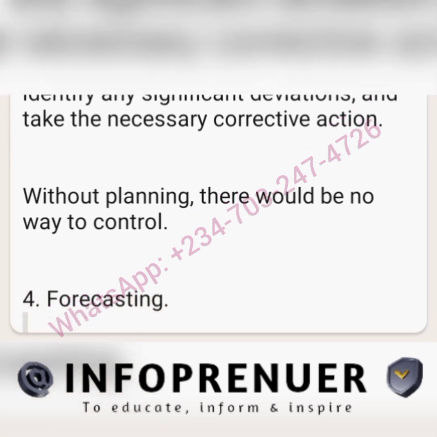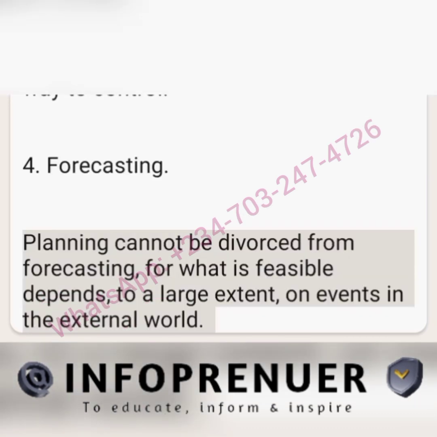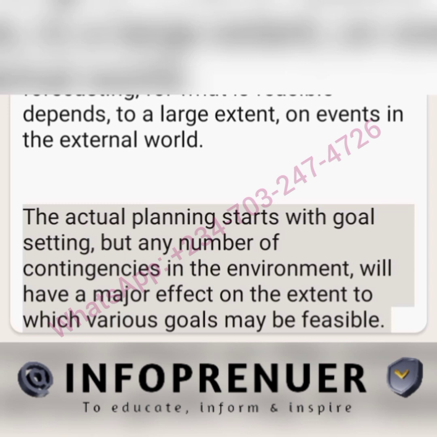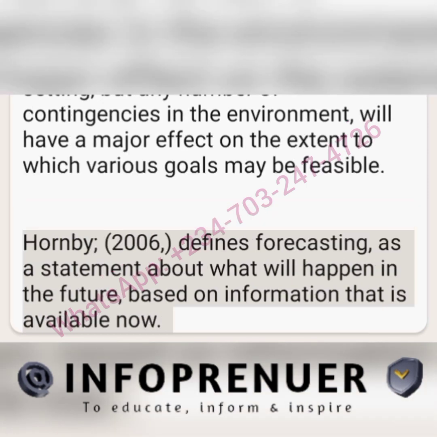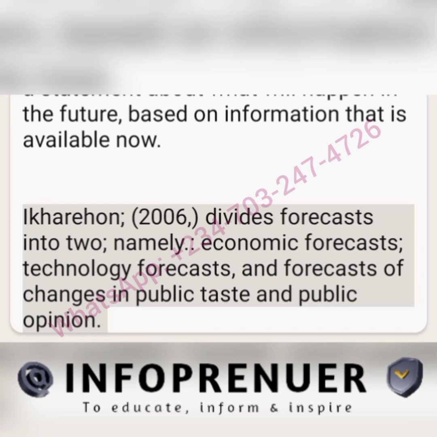4. Forecasting. Planning cannot be divorced from forecasting, for what is feasible depends, to a large extent, on events in the external world. The actual planning starts with goal setting, but any number of contingencies in the environment will have a major effect on the extent to which various goals may be feasible. Hornby, 2006, defines forecasting as a statement about what will happen in the future, based on information that is available now. Ikaran, 2006, divides forecasts into economic forecasts, technology forecasts, and forecasts of changes in public taste and public opinion.